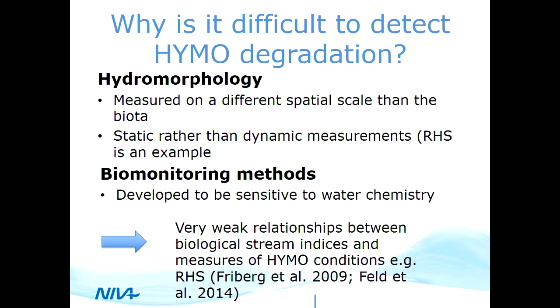On the other hand, we have the biological methods that we're using, and they were solely developed to detect effects of water chemistry, water pollution. And this has led to a very, very generally weak relationship between hydromorphological measures like the River Habitat Survey that are applied in the UK and various biotic measurements. Primarily these studies are all about macroinvertebrates, and I have to say I continue with macroinvertebrates in this talk.